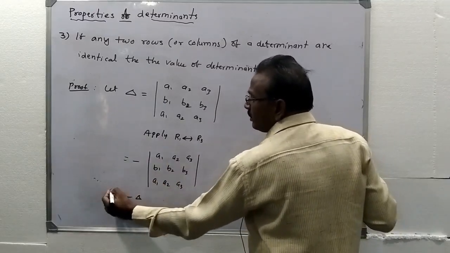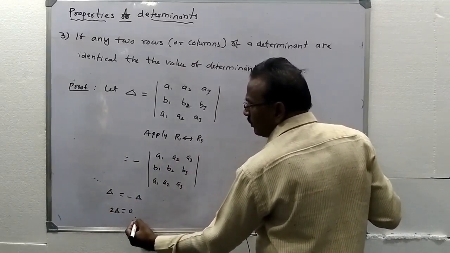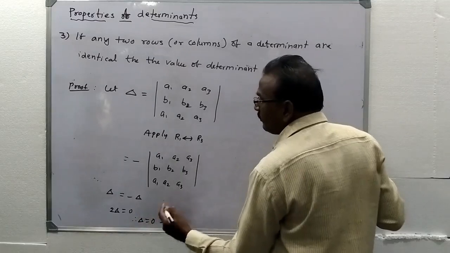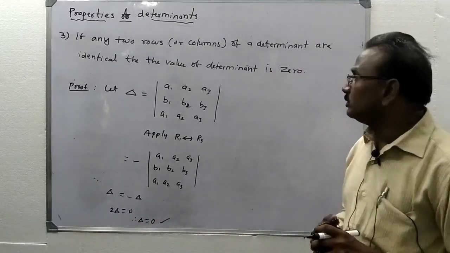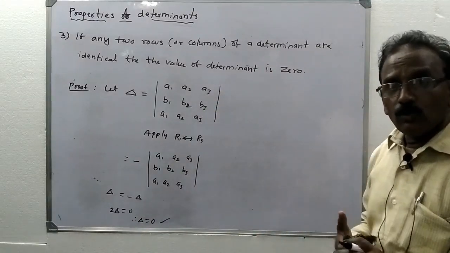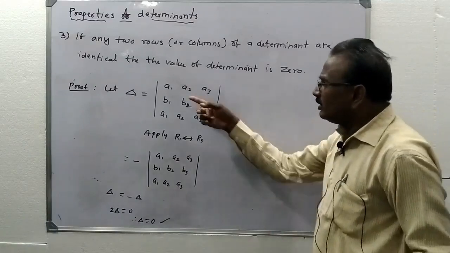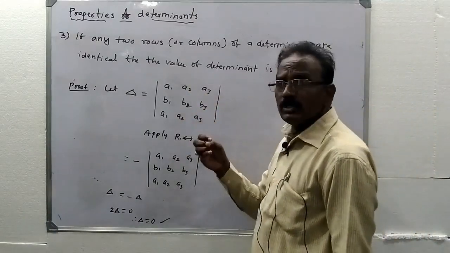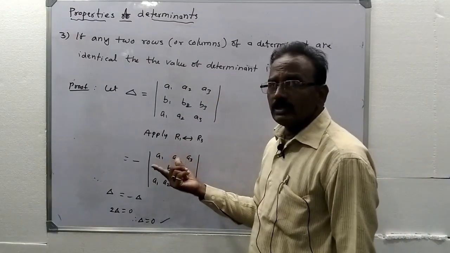So LHS is already delta, minus delta transposed to LHS, that is 2 delta is equal to 0. So therefore delta value is 0. Sorry, when two rows or two columns are identical, the value of determinant is 0. Here two rows are identical, without expanding we say that the value of determinant is 0, or if two columns are identical, the value of determinant is also 0.